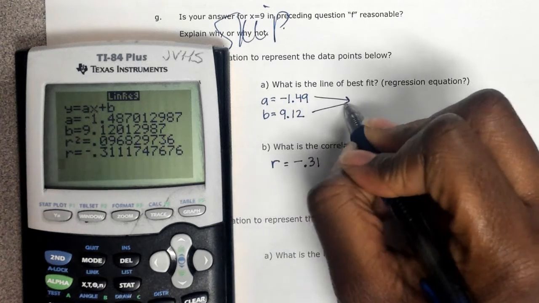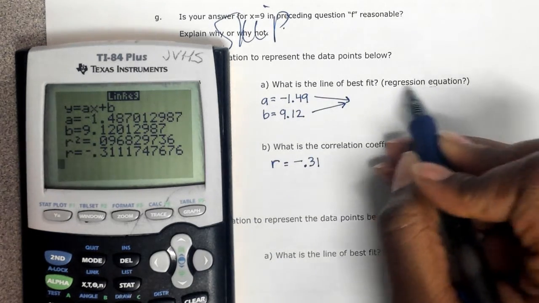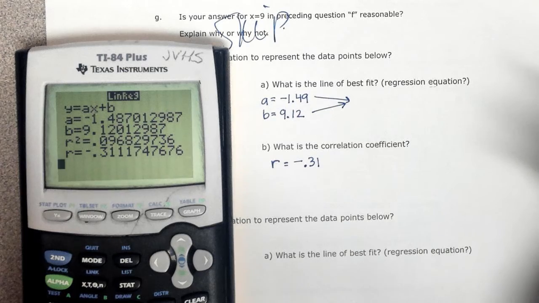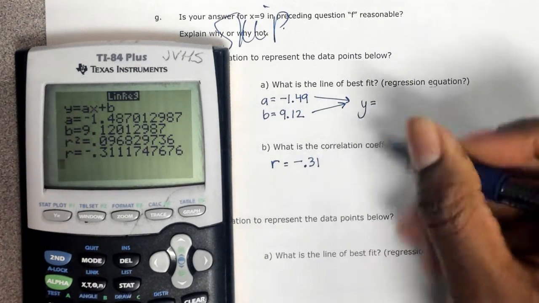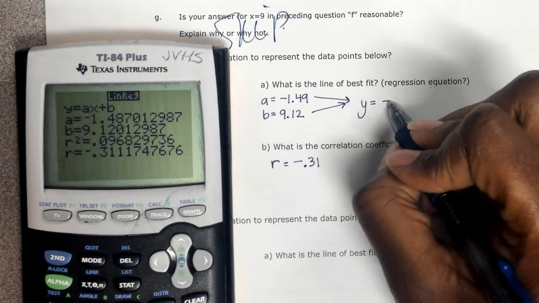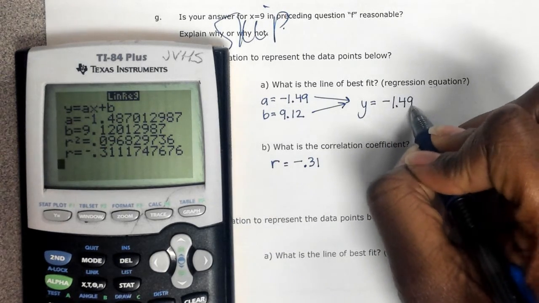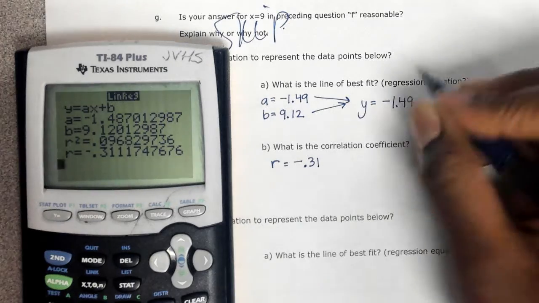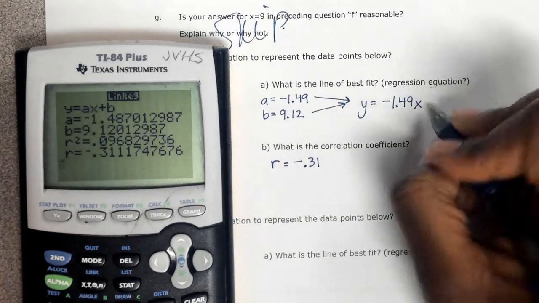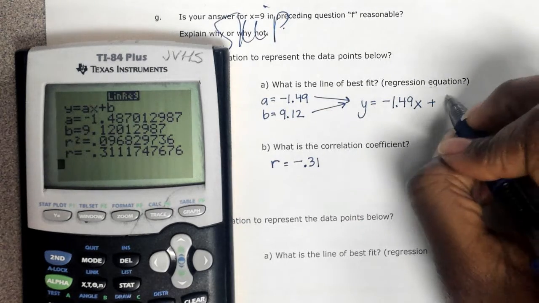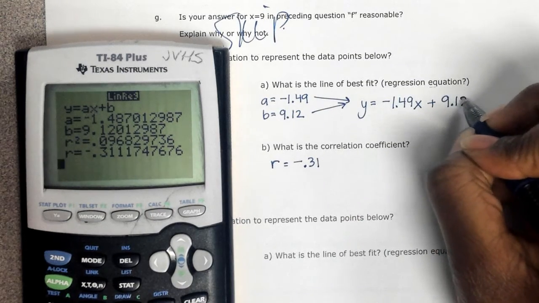These two will come together and create our line of best fit, or the trend line, or the equation, okay? Y equals, here's my slope, negative 1.49. The slope always has to have an x variable. Most of the time it's an x. And the y-intercept is 9.12.